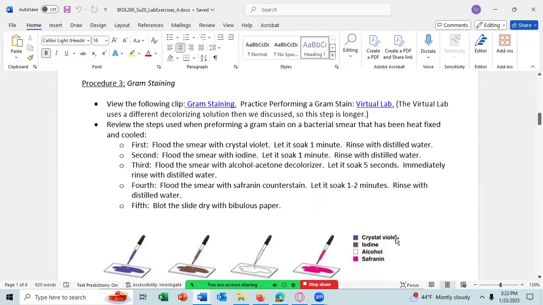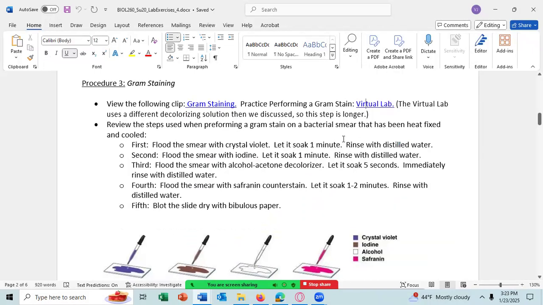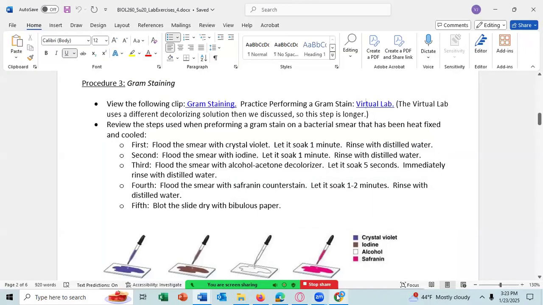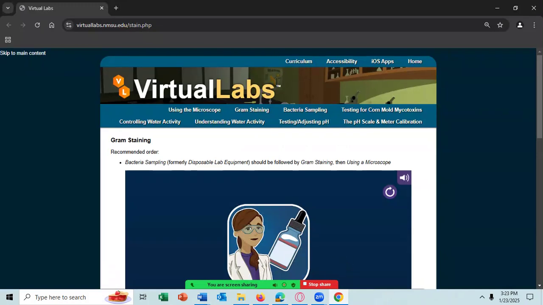Procedure 3, the gram stain. View the following clip on the gram stain. Practice performing the gram stain in the virtual lab. Click on the virtual lab. It'll probably take a while for that to load. For one thing, I've got to open up a new window. Oop, what happened there? There it goes. And there's the virtual lab.